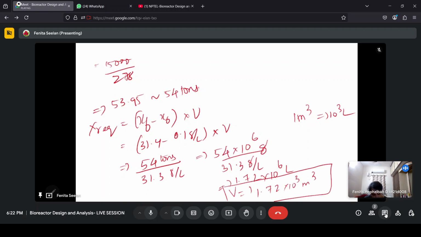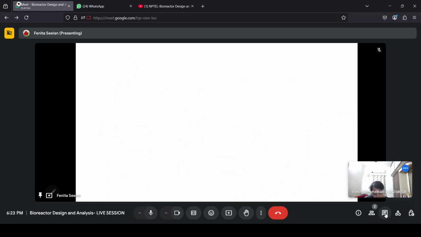So for the production of 15,000 tons per annum, 15,000 tons per year, with the total batch time to be around 31.5 hours, the volume of the reactor required is around 1.72 into 10 to the power 3 meter cube. Okay, let's go to the next question.